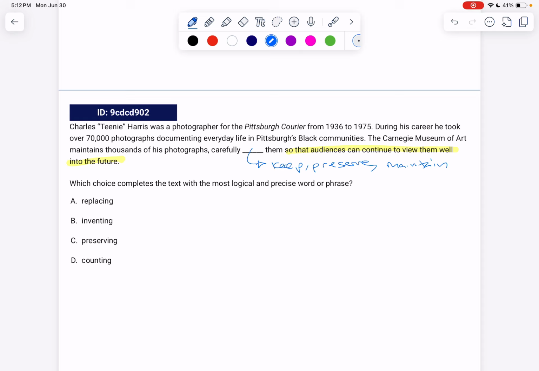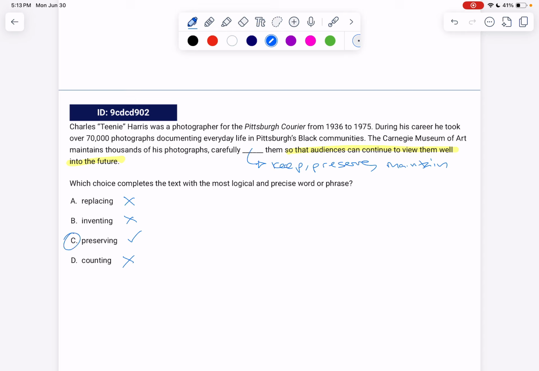Okay, so looking at the answer choices. Does replacing mean to keep, preserve, maintain so people can look at them in the future? Oh, no, we'll give that an X. Inventing? Any of the ideas that they're making new ones? No, we're just trying to keep, preserve, or maintain what's already there. So let's give that one an X. Oh, preserving. I think we got a little lucky guessing the right answer choice here because that really closely matches. Let's give that one a check. And counting, we don't have any indication here that they're counting or enumerating them, like giving them numbers. So I'm going to give that one an X. And we'll circle that up.